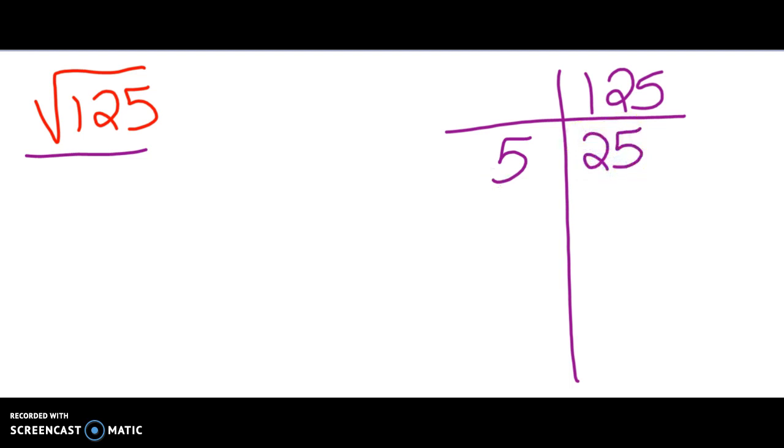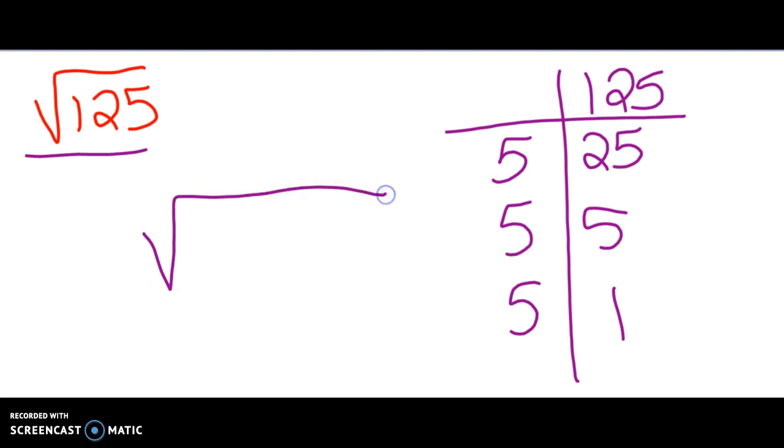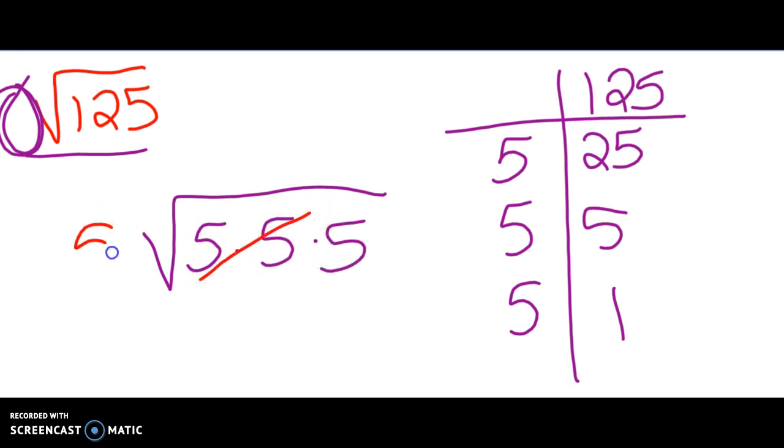25 can't be divisible by 2 or 3 or 4, but it can be divisible by 5. So 25 divided by 5 is 5. And then 5 only goes into itself one time, so 5 and 1. Then I come over here. I don't have a number right here, so now I don't need to write anything here. So I just have my 5, 5, and 5. I have a pair of 5s, so I throw a 5 out, and my final answer is 5 square root of 5.